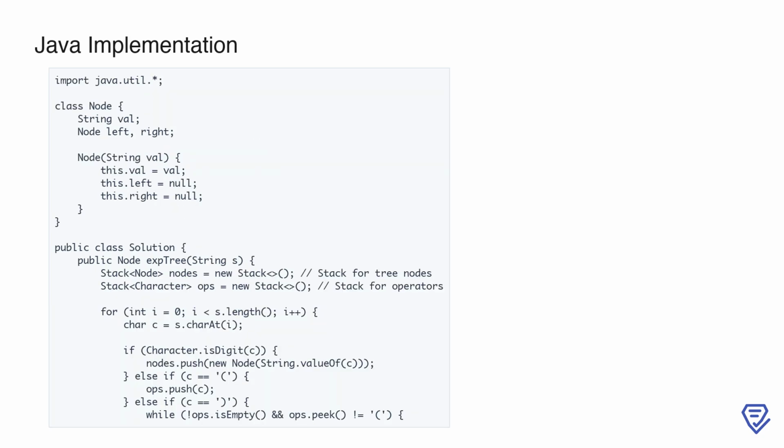Here, we begin by defining a node class to represent the building blocks of our binary expression tree. Each node contains a value val, which can be an operator or operand, and two child nodes, left and right. In the solution class, the main method exptree takes an infix expression as a string and constructs this tree. To manage the process, we use two stacks, one for the tree nodes, called nodes, and another for operators, called ops.